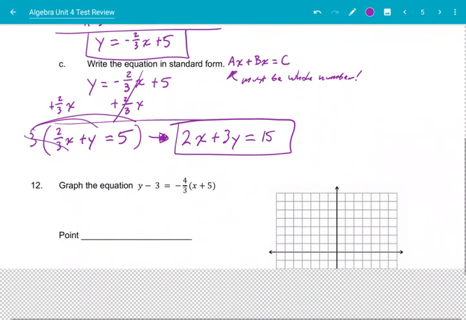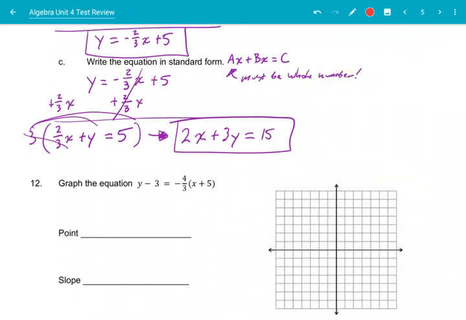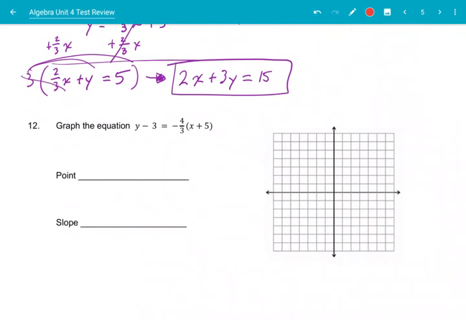Alrighty. Let's go to the next one. We're going to graph an equation. This is in point slope form. So I'm going to find this point. Let's see. Here's the y, and there is the x. But remember, we got to change these signs. So the x is minus 5, and the y is plus 3. So the point is minus 5, 3. And here's the slope, minus 4/3. So let's find that point.